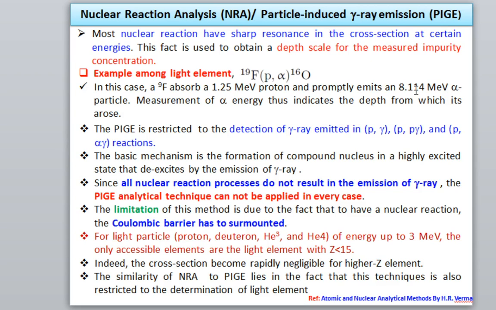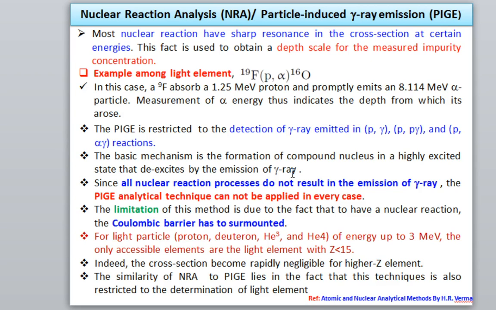However, PIGE is restricted to the detection of gamma, like proton-gamma or proton-alpha reactions. The basic mechanism in PIGE is the formation of a compound nucleus in a highly excited state, and after the excited state formation, this nucleus de-excites and emits gamma rays. If you probe the gamma, the technique becomes PIGE. However, not all nuclear reactions result in the emission of gamma, so this technique cannot be applied for the analysis of each and every case, because each nuclear reaction cannot emit gamma.